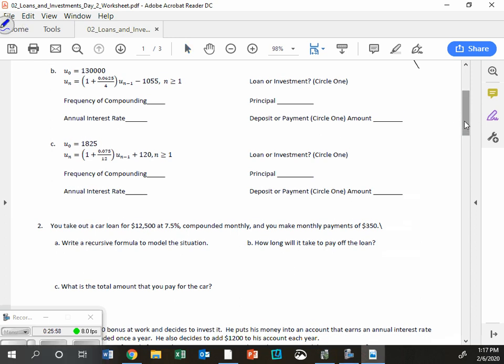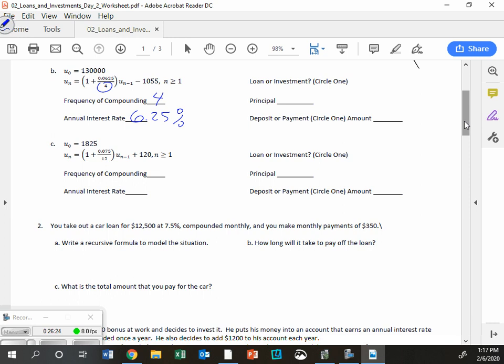Okay, let's start with B here. The frequency of compounding. This one was not monthly. This one was quarterly. If you wrote quarterly, I would have accepted it, but 4 is how often it compounded. The interest rate, 6.25%. Do you get how I used a percent, not a decimal?